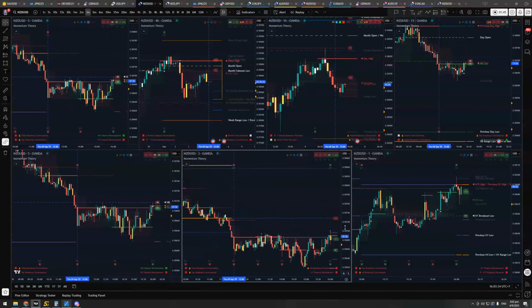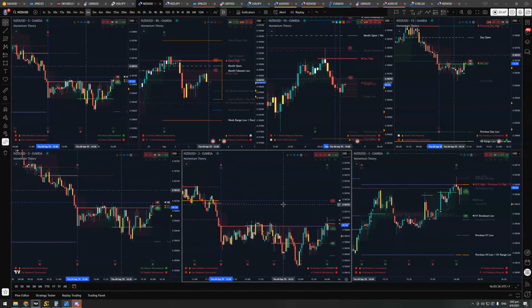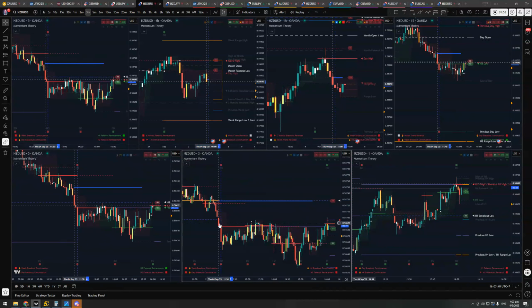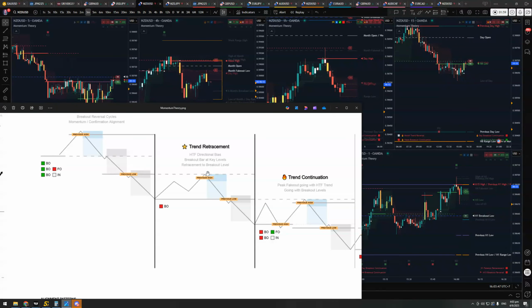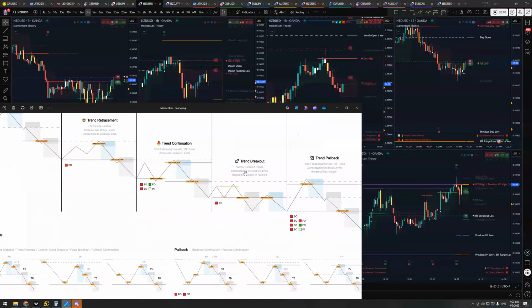Wanted to see price retrace to the breakout level of the H4, and I trade that H4 bar on the M3. Obviously, it did not retrace at all. Instead, it just continued to break out. So when you don't get that retracement, I'm looking at that second trade, which is a breakout, and was looking at a trend breakout instead.